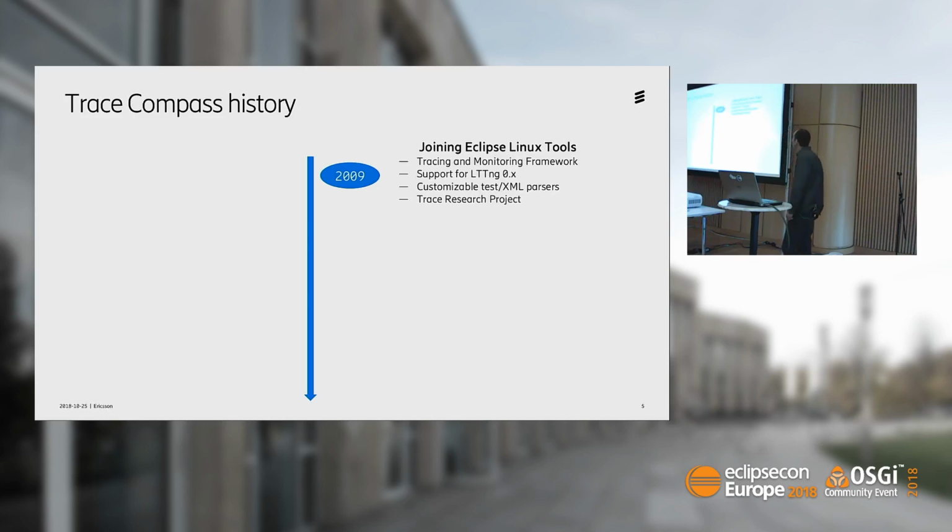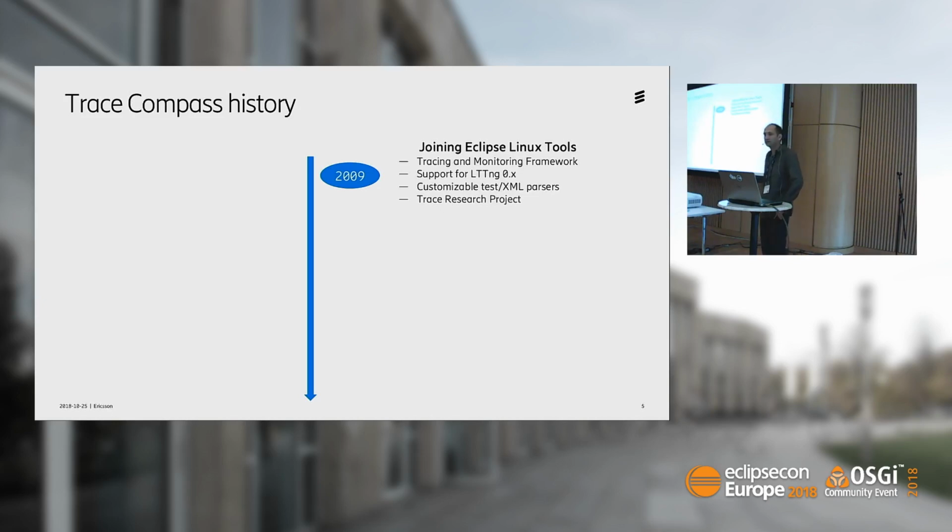So about the history. In 2009, Trace Compass started as part of the Eclipse Linux Tools project. The goal was to come up with a framework to integrate different trace and log analysis tools. The first real reference implementation was for LTTng, which is the Linux Tracing Toolkit, and it was for the early 0.x version. That's why it was a perfect place to start off in the Linux Tools project. And there were certain things already started.